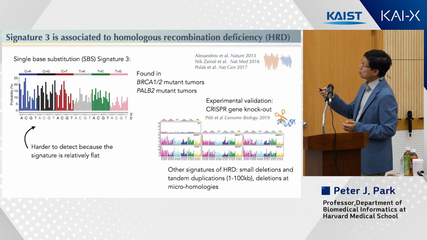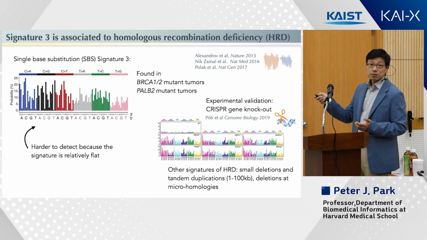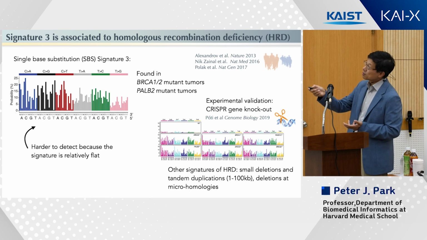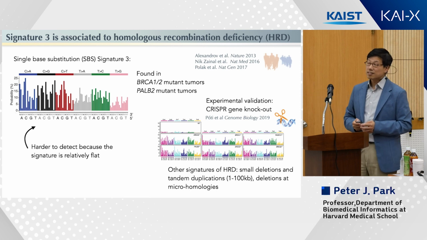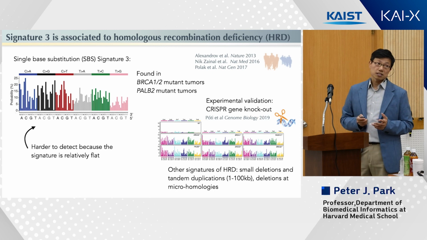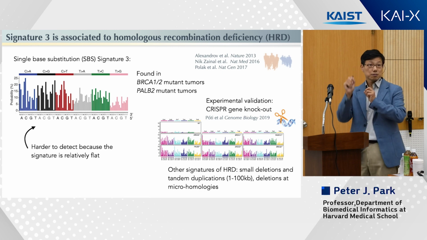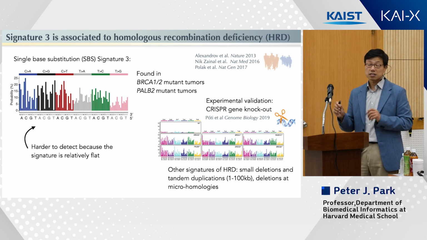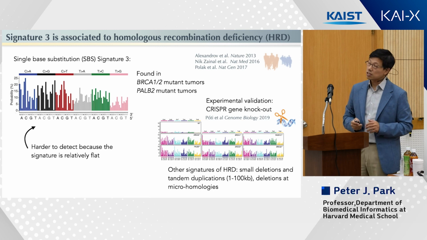You can actually do CRISPR gene knockout. Wild type has this, but if you knock out components of that pathway, like BRCA1 and 2, the mutation profile that you see just looks like signature 3. Now the problem is that this signature is harder to detect. If it has a peak at some of the bars but is empty in other bars, it's a little bit easier to detect. But because it's relatively flat, it's harder to detect.